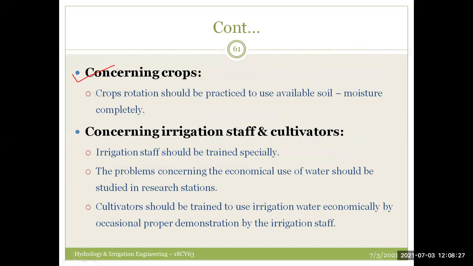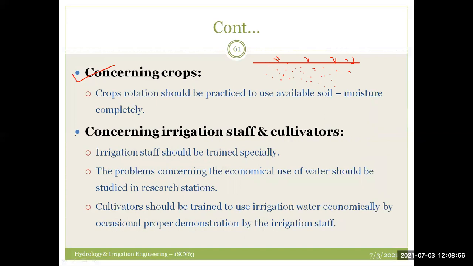With respect to the crops, you should follow crop rotation. If you follow the rotation of the crops, then obviously whatever moisture is available below the ground surface will be efficiently used by the crops. So for the efficient use of the moisture content, you have to keep on changing the crops, that is, do the rotation of the crops.